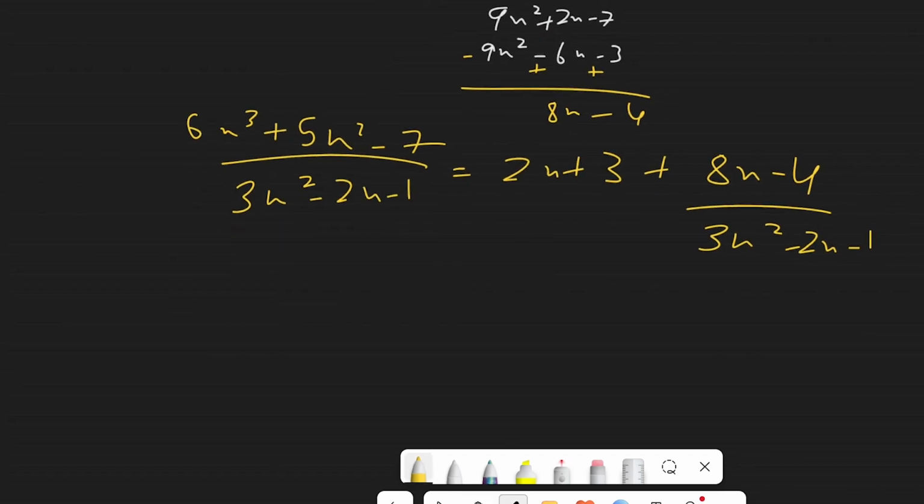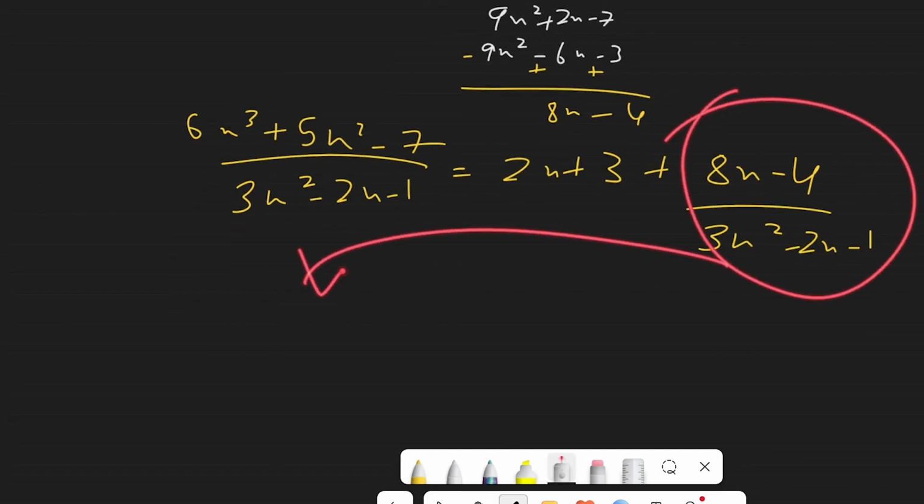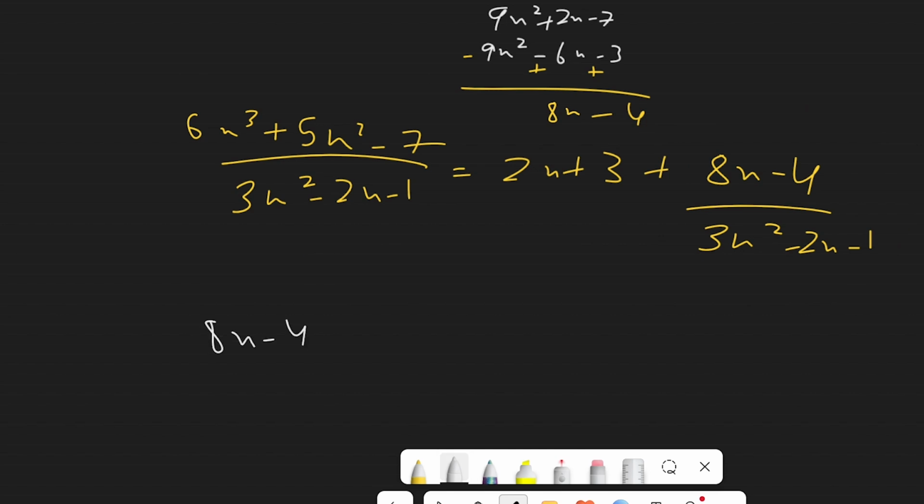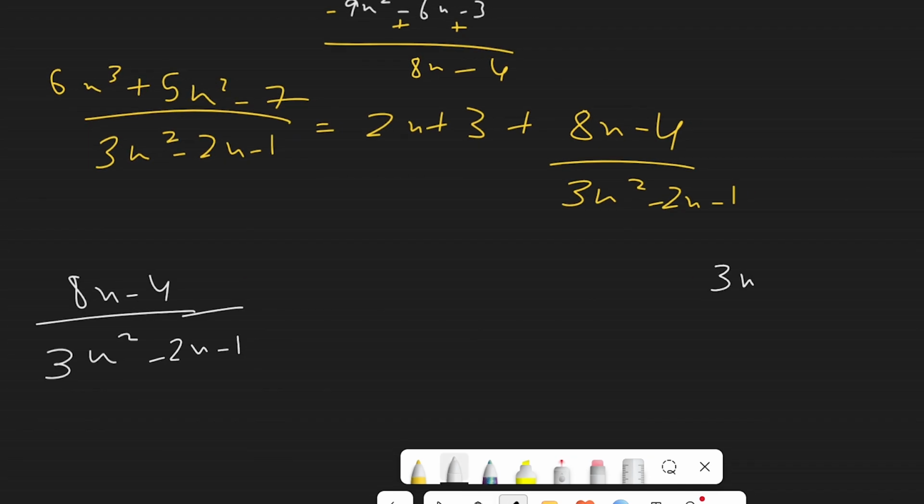First, let's factorize this, because now we need to convert this into partial fractions. Let's just write it as it is: 8x minus 4 over 3x squared minus 2x minus 1. Now we will have to factor it. We can do it in our rough working.